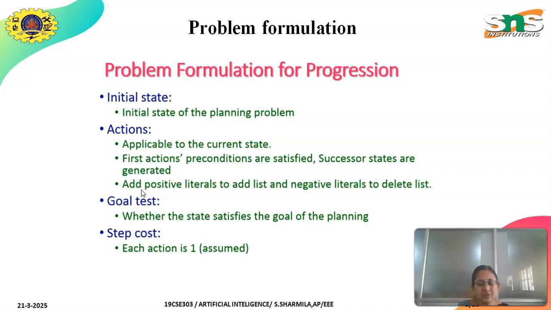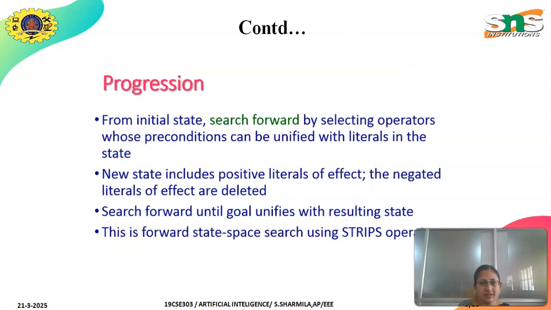The actions include the preconditions and the effects. So the action is applicable to the current state if the action's preconditions are satisfied, and then the successor states are generated. Again, the effect will be verified, and again the preconditions will be verified. Add positive literals to the add list and negative literals to the delete list. And the goal test checks whether the state satisfies the goal of the planning. In between, the step cost for each action is 1. It is an assumption; we have to calculate the heuristic step cost at the end of the algorithm.